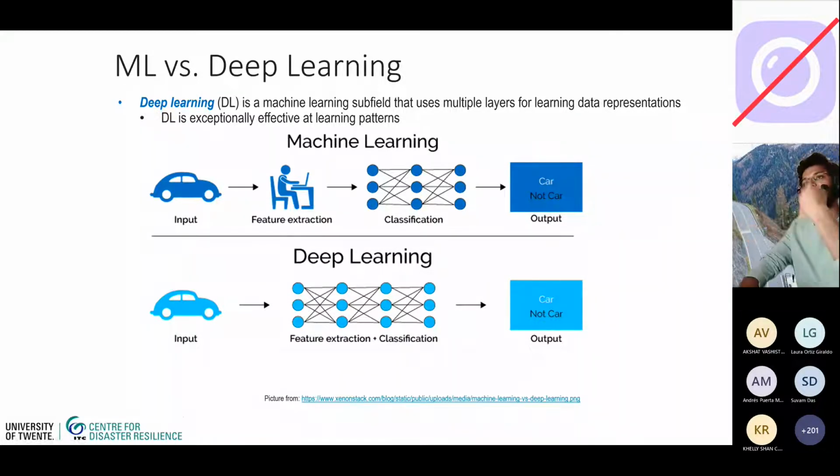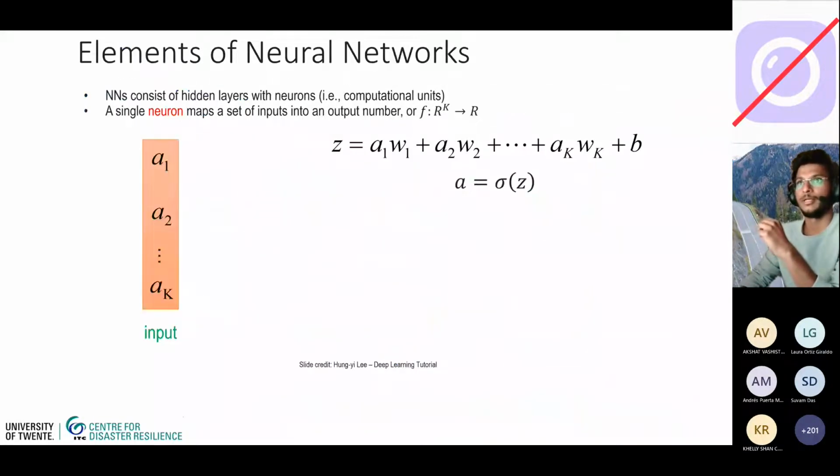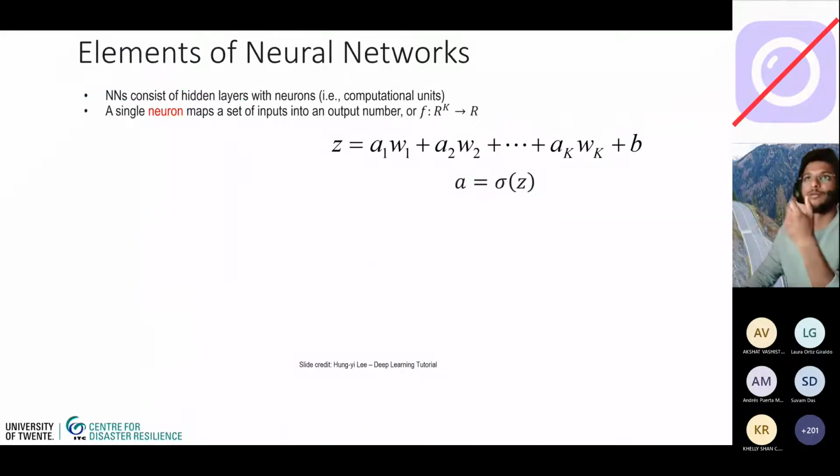And then before going ahead and showing you more applications for landslides, I want to give you a very basic overview of what neural networks are, because this class is not about the basics or fundamentals of deep learning, but I want to give you more of an overview about how we can use this technology for landslide detection, which I will show you later. So first I want to explain the elements of neural networks.